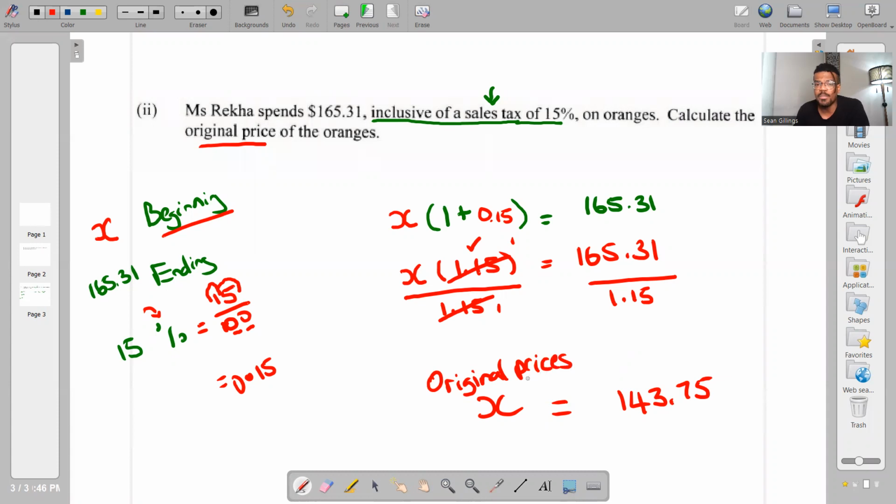This was from the CXC past paper exam, I think the 2022 past paper. I think so.